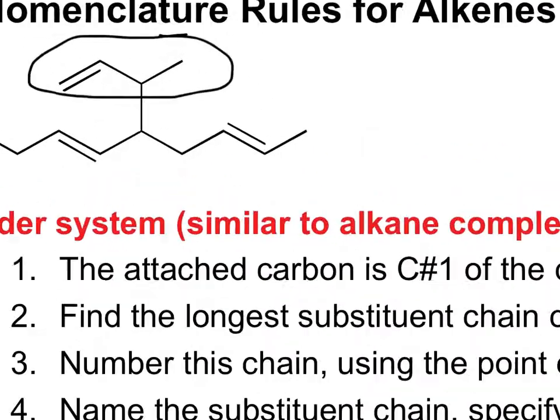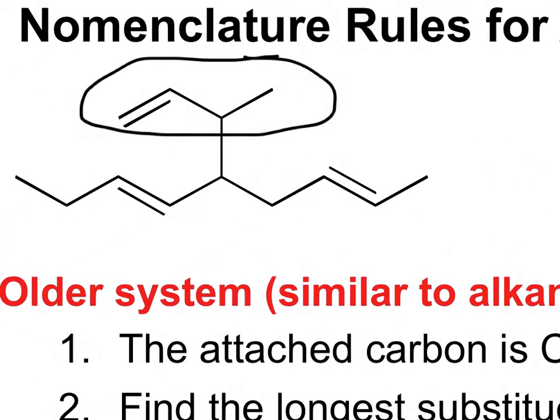So what we would do here, just expand it out a little bit, I would go 1. Then I have to choose which way to go. I want to go into the longest chain with the substituent there, so I would go into the double bond, and I'd go 1, 2, 3. That's the old system. And then I would name this thing.